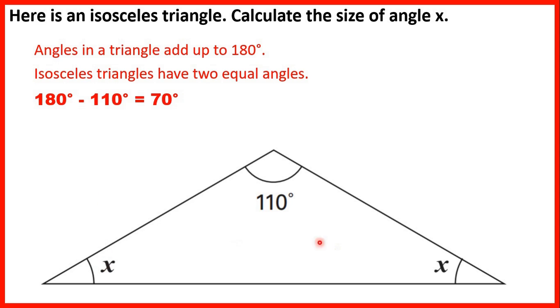And if we know that 2 angles are 70 and they're the same, to find one angle we can divide 70 by 2, and that gives us 35. So angle X is 35 degrees.